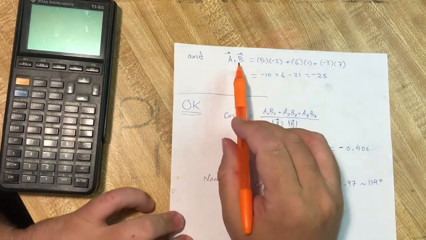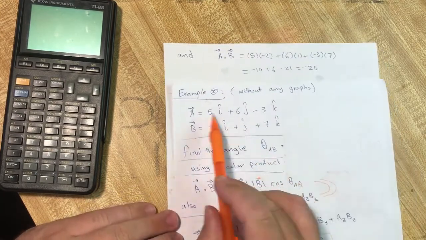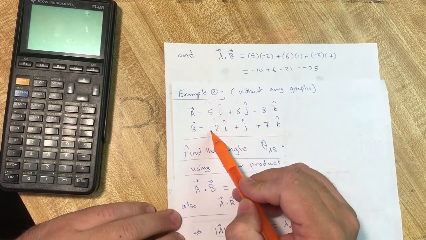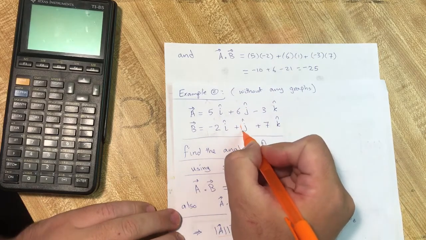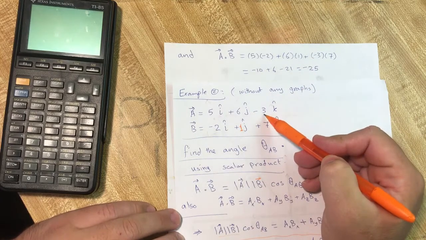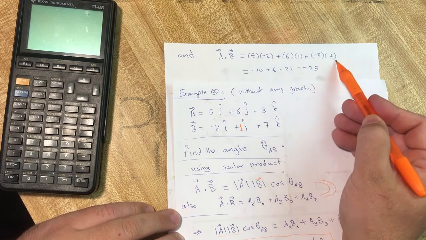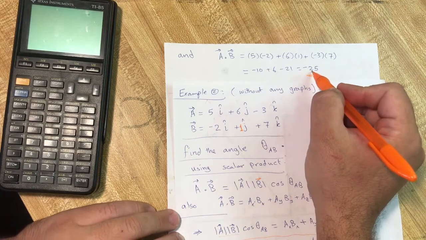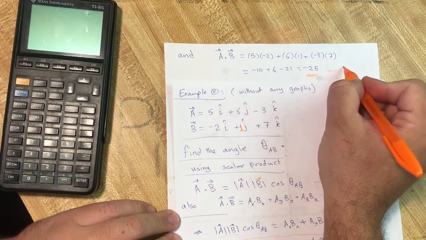Look here, a dot b is equal to ax bx, we have them: ax bx, 5 multiplied by minus 2, plus ay by, 6 multiplied by 1, here the component is 1, plus az multiplied by bz, which is negative 3 multiplied by 7. We can find that it is negative 25 unit squared.